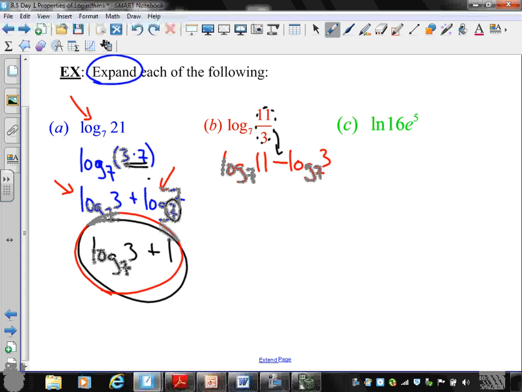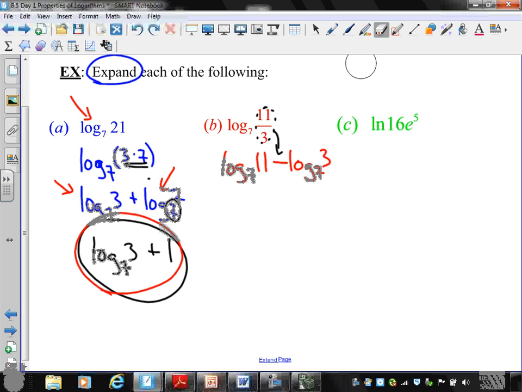Okay, let's look at a couple properties combined. I have two properties actually combined in this last one. So let's take a look at what's going on. Okay, so this is the natural log, right? This is log base e. Not that you need to write it like that. We write ln, but that really is just log base e.